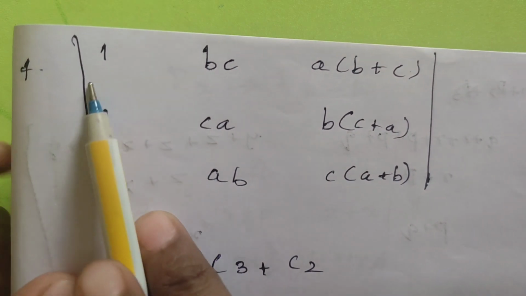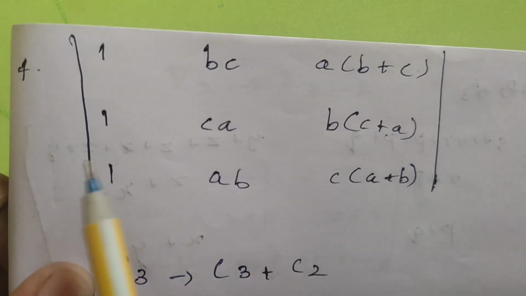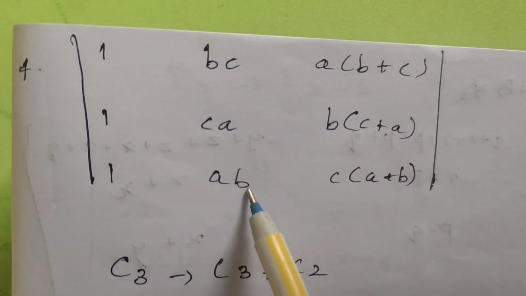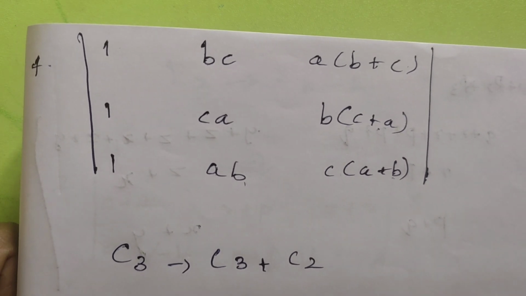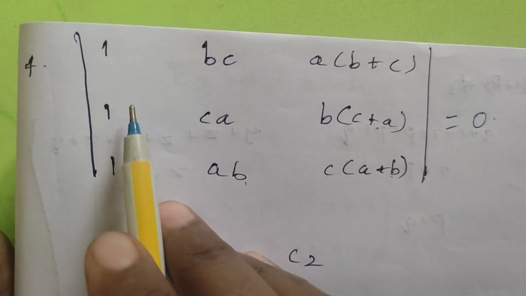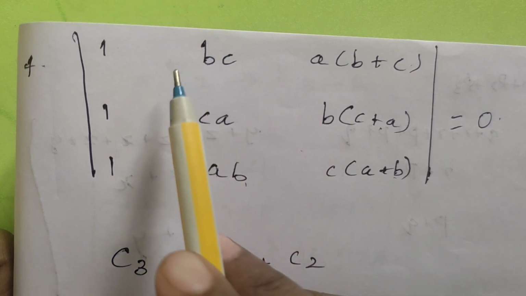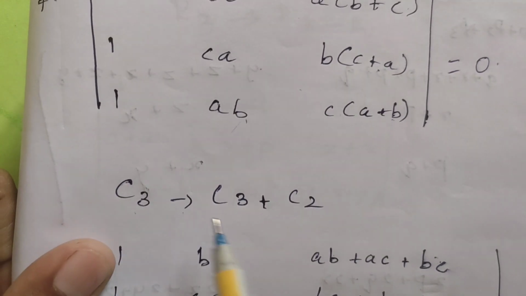Next problem. The determinant with rows 1, bc, a(b+c); 1, ca, b(c+a); 1, ab, c(a+b), we have to make it 0. The first thing I am going to do is add column 2 to column 3. C3 tends to C3 plus C2.